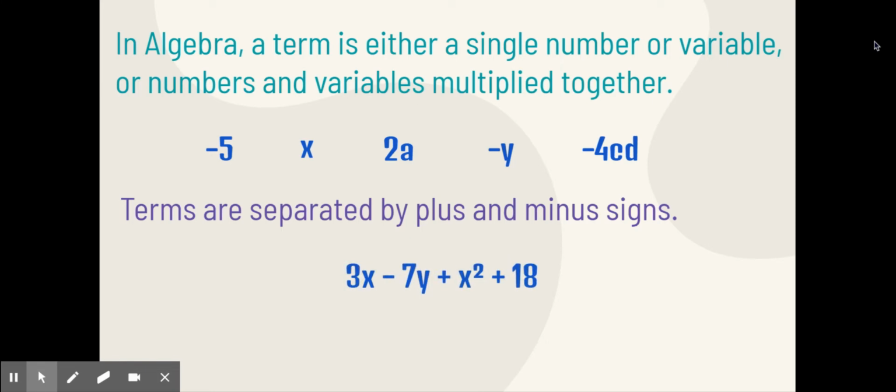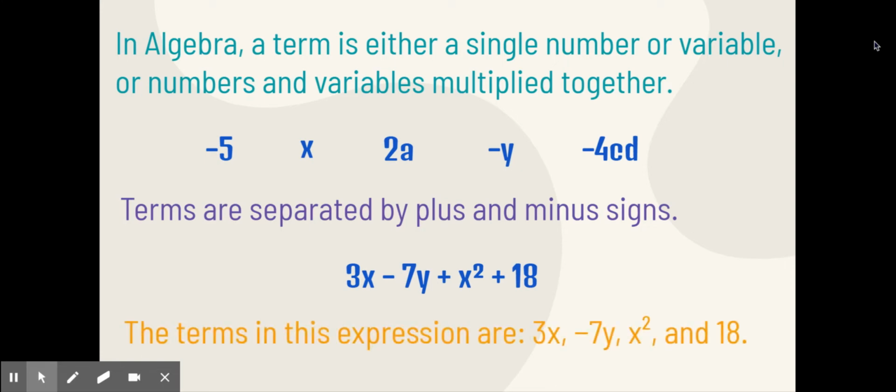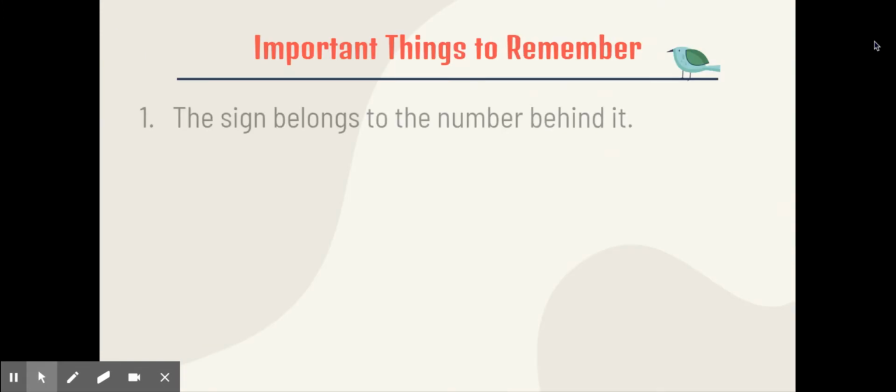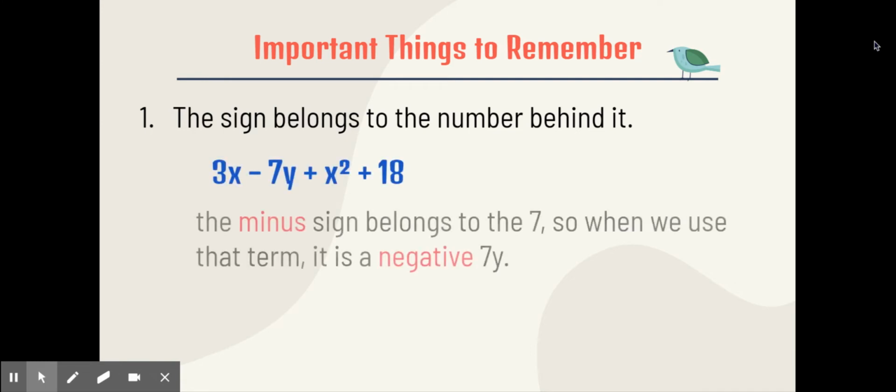So this expression has four terms. They are 3x, negative 7y, x squared, and 18. The sign belongs to the number behind it. The minus sign belongs to the 7. So when we use that term, it is a negative 7y.